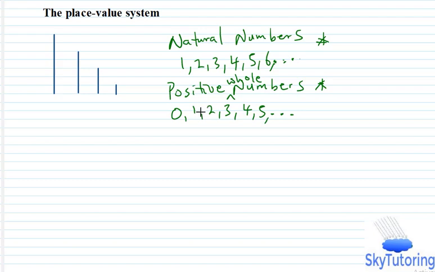So why are we talking about this? Because when we are dealing with the place value system, we deal with whole numbers, with positive whole numbers. So now let's go back to our place value system.